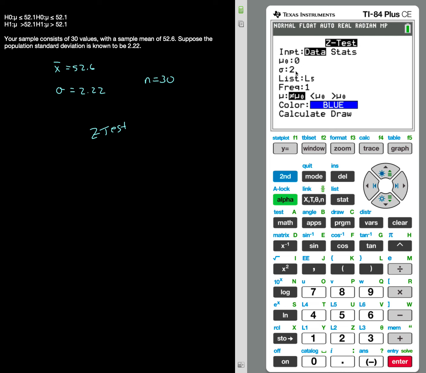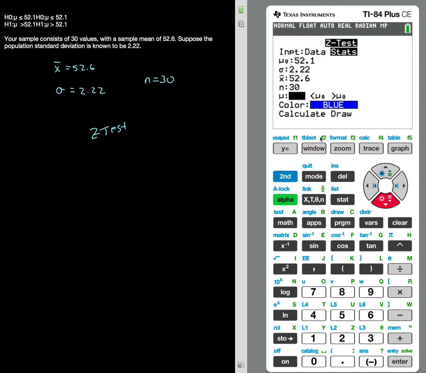You would use Data if you had a list of values, which we don't for this case. We're actually given the statistical values. So I'm going to scroll over with my right arrow and highlight Stats. And then hopefully we know what to input here. This is mu-naught, the claimed value from the null hypothesis, which in this particular case is 52.1. Then sigma was given as 2.22, x-bar was given as 52.6 for this example, and n was 30.